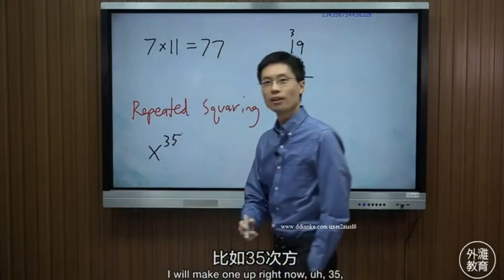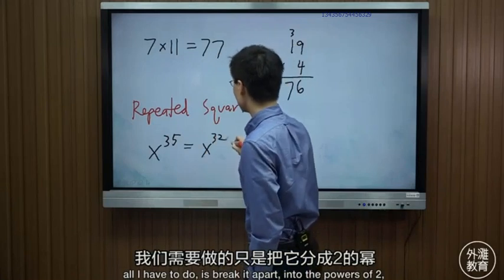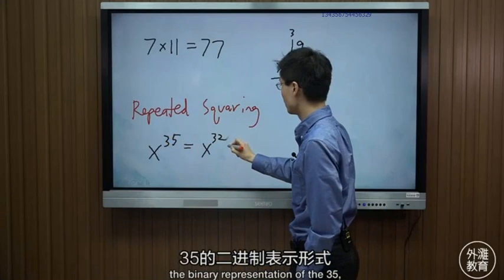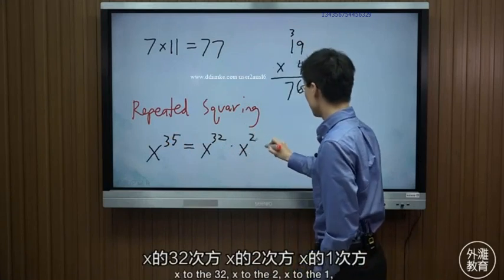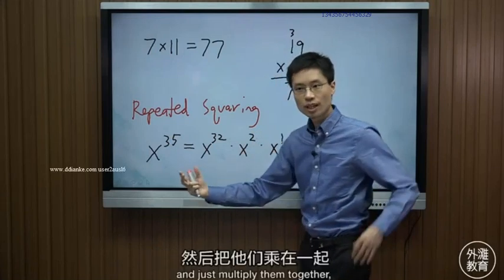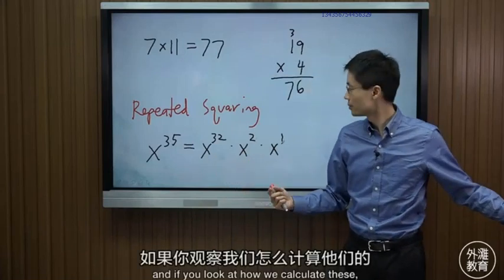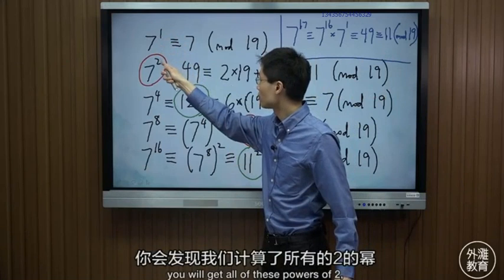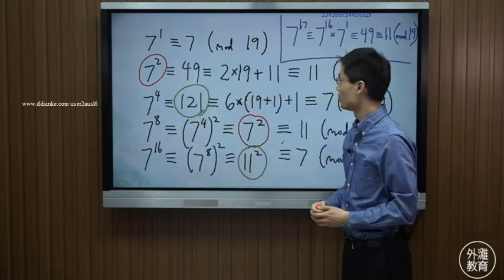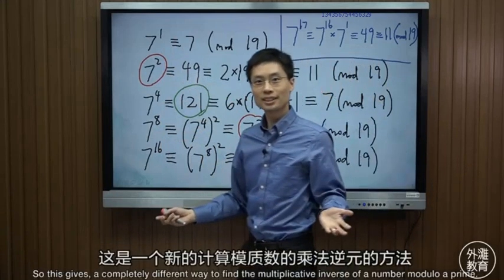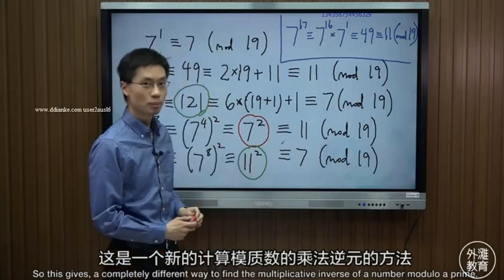35. All I have to do is break it apart into the powers of 2, the binary representation of the 35. x to the 32, x to the 2, x to the 1, and just multiply them together. And if you look at how we calculate these, you will get all of these powers of 2. So you can just choose the right ones and multiply together. So this gives a completely different way to find the multiplicative inverse of a number modulo a prime.